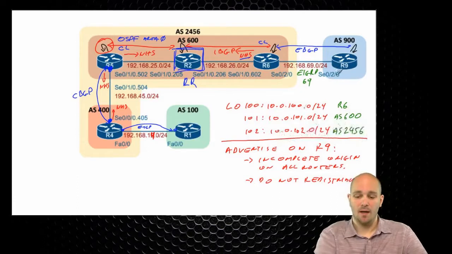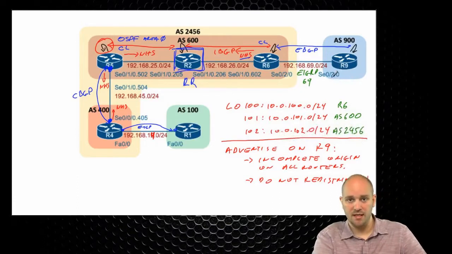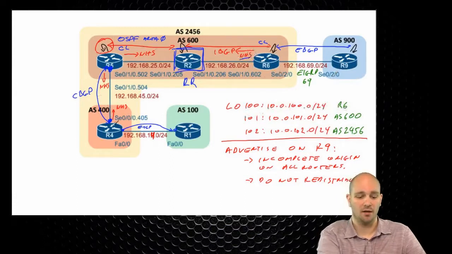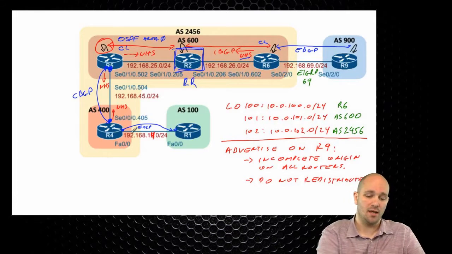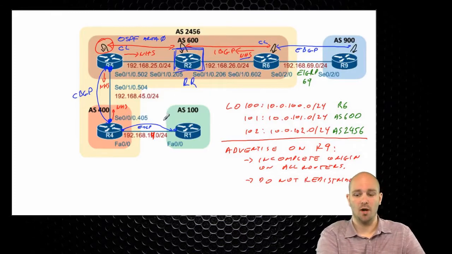AS2456. So I need to implement the policy in my BGP such that this first route is available only on R6, so that it's not advertised to R2 and then further on, that this route here for loopback 101 is available only in AS600, and that this 102 route is available only in our confederation, but not in AS100.